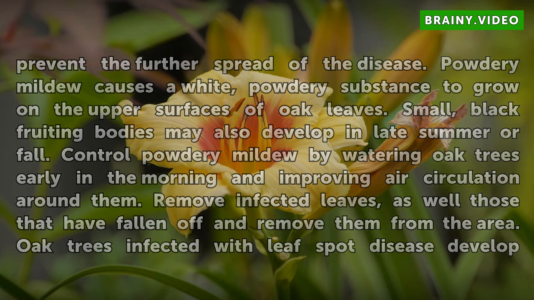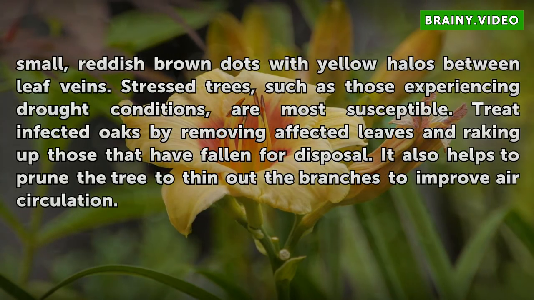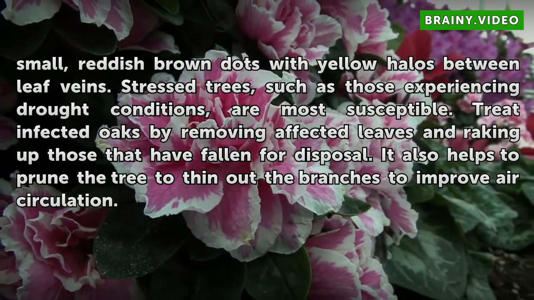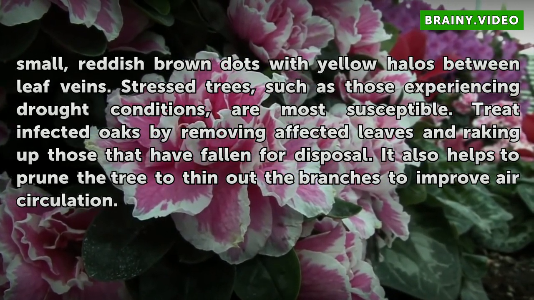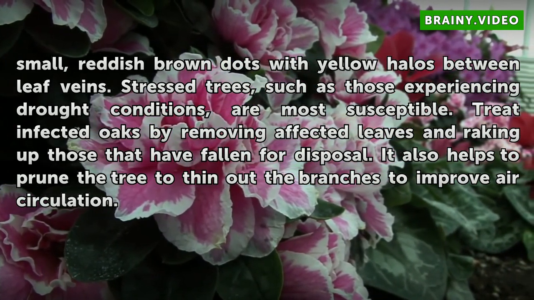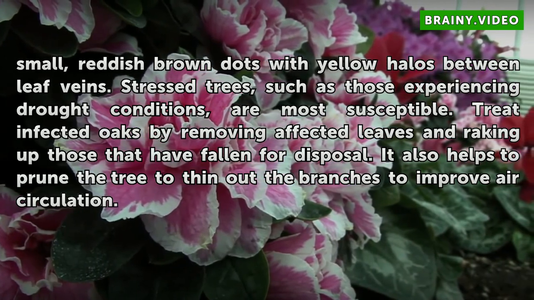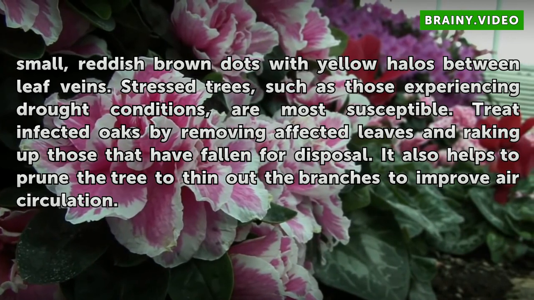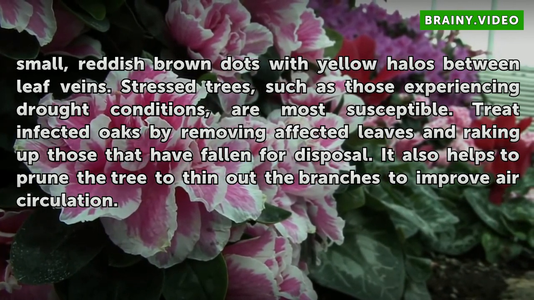Oak trees infected with leaf spot disease develop small, reddish-brown dots with yellow halos between leaf veins. Stressed trees, such as those experiencing drought conditions, are most susceptible. Treat infected oaks by removing affected leaves and raking up those that have fallen for disposal. It also helps to prune the tree to thin out the branches to improve air circulation.